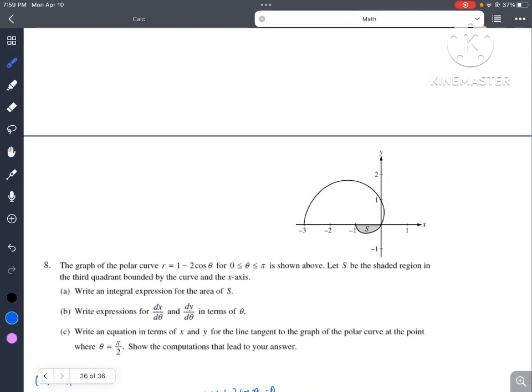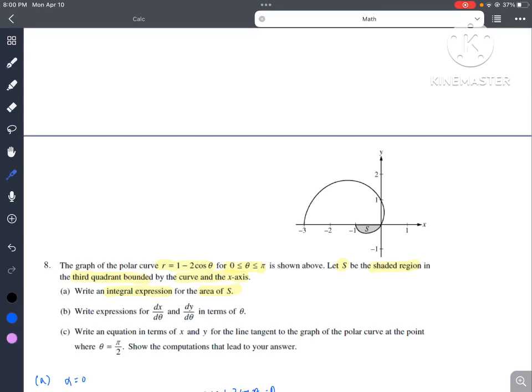Okay, everyone, let's now do a free response question to practice our polar integration skills. Now let's read the question together. There's a graph of a polar curve, r is equal to 1 minus 2 cosine theta for this range. And let S be the shaded region in the third quadrant, bounded by the curve and the x-axis. So this is S.